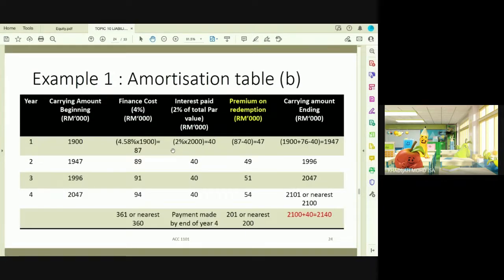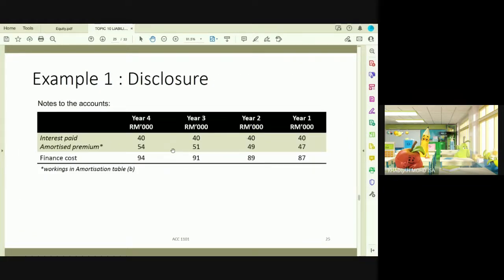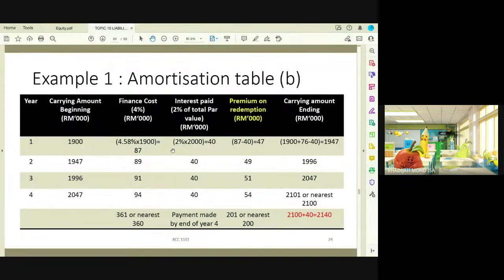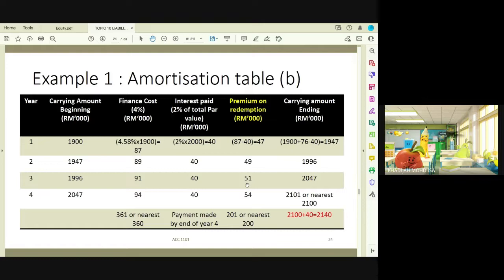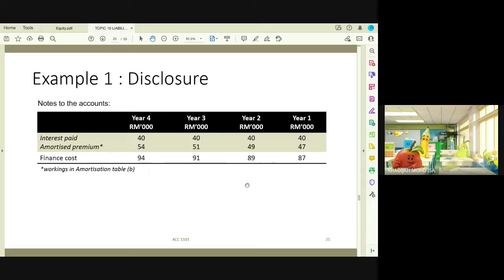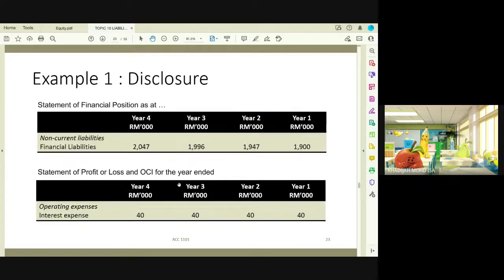Amortization table. So this is the one that we are referring to just now. Interest paid, you have that 40 and amortized premium 54. Where do you get that 54 from? This one, is it? Premium 5149. Oh, here they did year 4, year 3, year 2, year 1 instead. Before this, they did year 4, year 3, year 2, year 1.